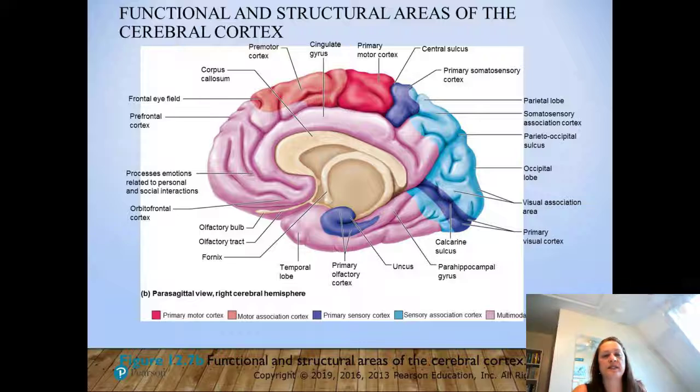So look at the processes, emotions related to personal and social interaction. On the back, the visual association area, the somatosensory association complex. And these are going to give meaning to sensory information that is brought in from a variety of different pieces of information, either visually or hearing, and we're going to sort of make sense of it.